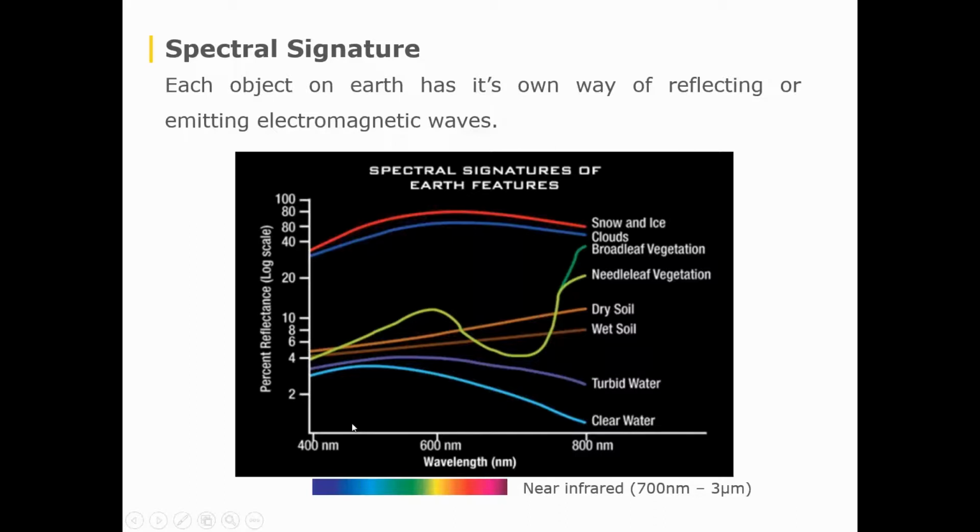This is why we perceive water as blue. In the visible, it's clearly the blue that the water reflects the most, and therefore we see water as blue. If an object reflects all visible wavelengths in about the same amount and a high intensity, like up here, we perceive those objects as white, like snow, ice, and clouds.